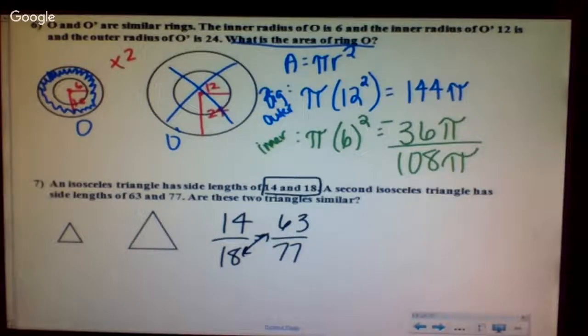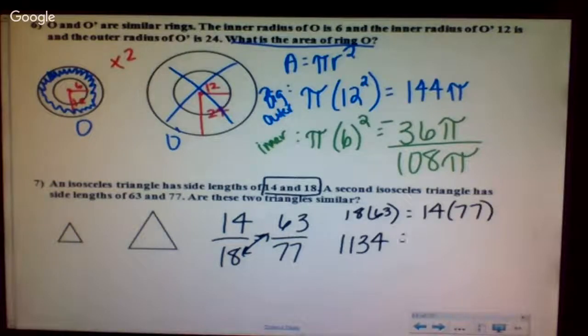What's 18 times 63? A big number. 1,134. They're supposed to be equal, right? What's 14 times 77? 1,078. Do they equal? No. So these are not similar.